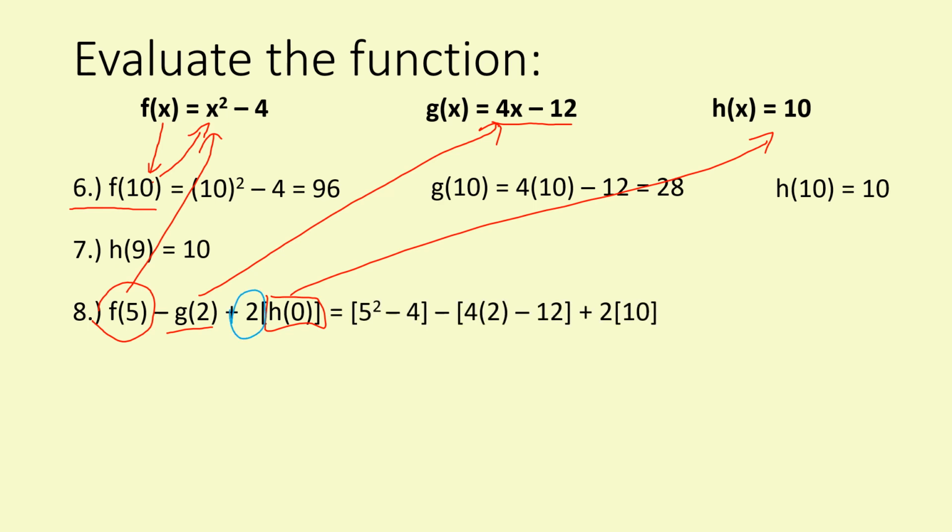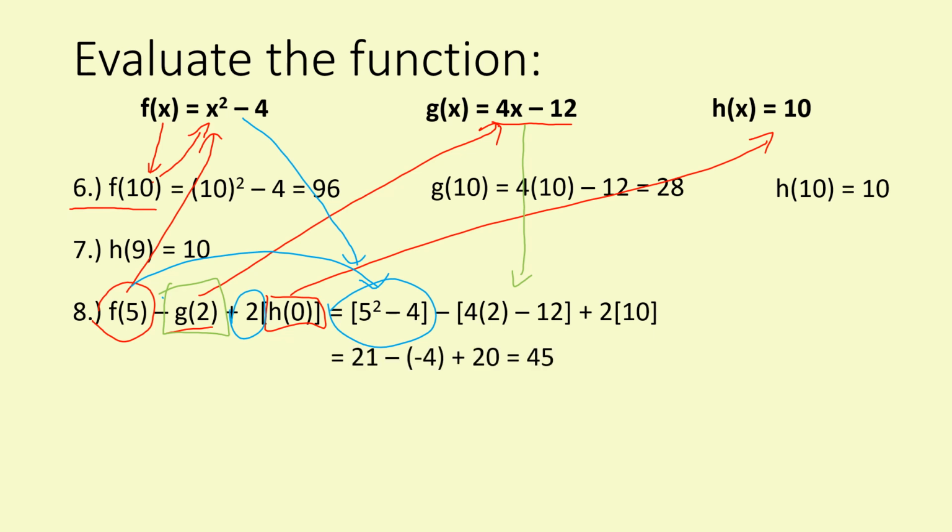So it looks like this when we plug it all in. Here's the f of 5. So we have 5 squared minus 4. There's a lot of arrows going on here. Next we have the g of 2, which is this one. 4 times 2 minus 12. And then last we have that 2 times h of 10. Simplify it all out and we get 45.